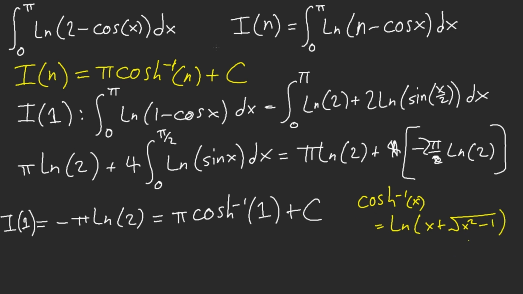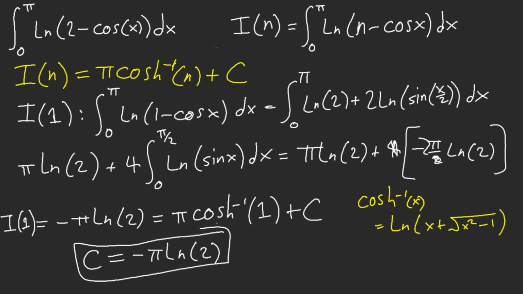And so now if I plug in 1, we can easily see inverse cosh of 1 is equal to 0. So in that case, what we have is that c is equal to negative pi ln of 2. As you can see, this is one of the examples where c is not equal to 0. C is equal to negative pi ln of 2 in this case. So now we know.